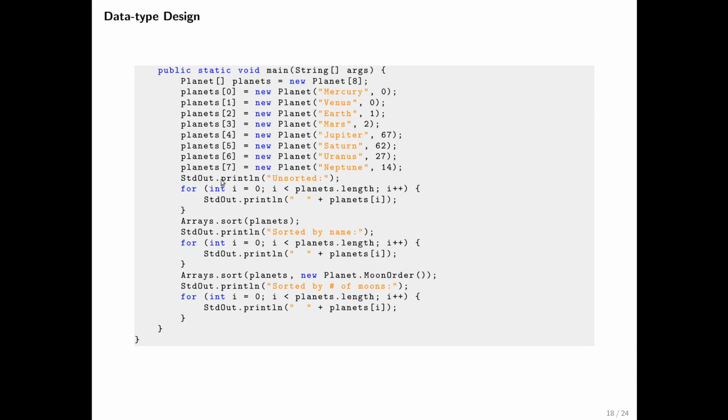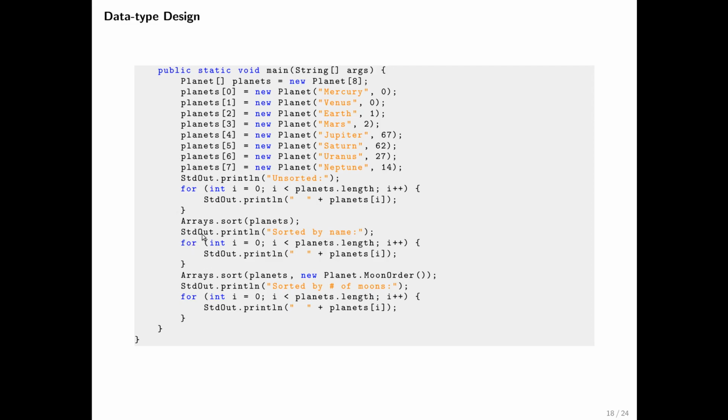And then the last object in the array planets, we set it as a new planet object with the name Neptune and 14 for the number of moons. Okay, so that's how we set up the array planets. And then in this for loop, we simply print all the planet objects out. So when we do this, all the planets are going to come out in the order in which they were initialized in the array.